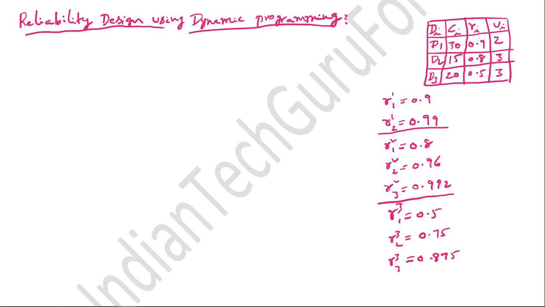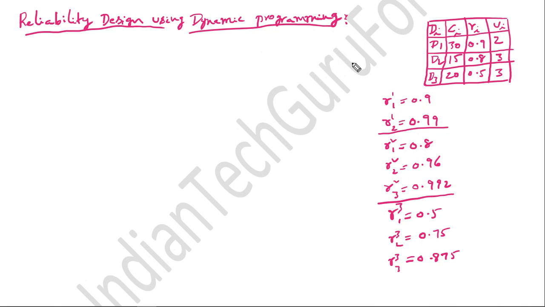Let us continue with part 2 of the video regarding reliability design using dynamic programming. If you have not watched the part 1 video, first of all, go through the part 1 video. The link is available in the description. Then come back to watch this video.